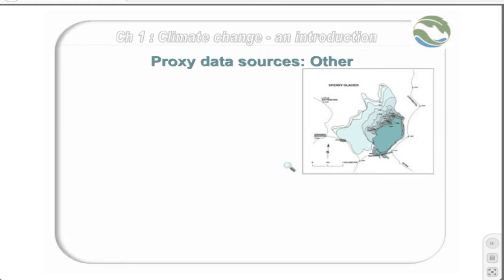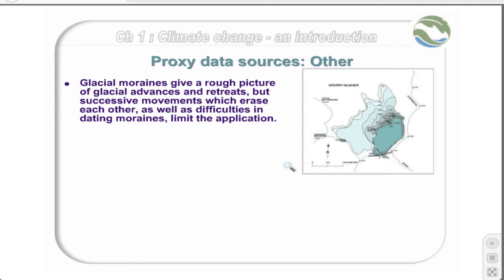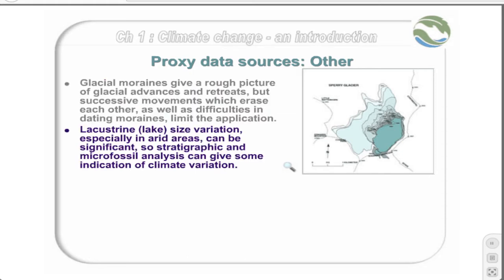There are many other sources of proxy data, but we will touch only on a few of them and very briefly. Glacial moraines give a rough picture of glacial advances and retreats, but successive movements frequently erase each other, and difficulties in dating moraines therefore mean that the application is somewhat limited. Lacustrine or lake size variation, especially in arid areas, can be significant. Stratigraphic and microfossil analysis can give some indication of climate variation.